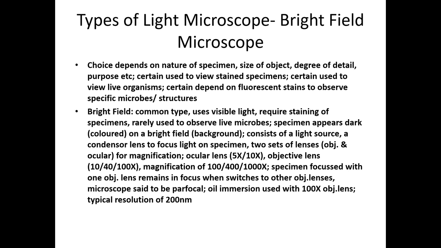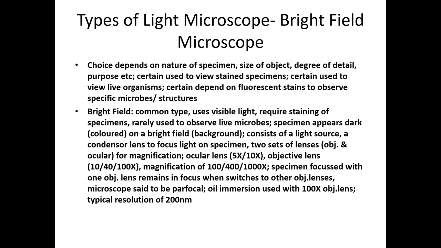bacterial cell or fungal cell or even protozoa. If we are going for virus, we cannot select any of the light microscope. We have to go for the electron microscope. Then degree of detail. Again, if we are going to observe the whole cell, we can go for light microscope. But if we are going to observe viruses or even internal cell structures of a bacterial cell, we have to go for electron microscope, purpose, etc.